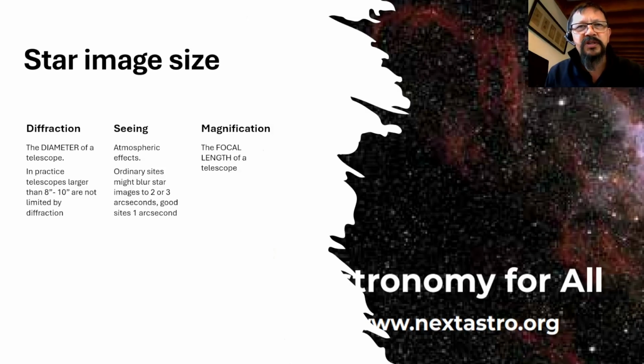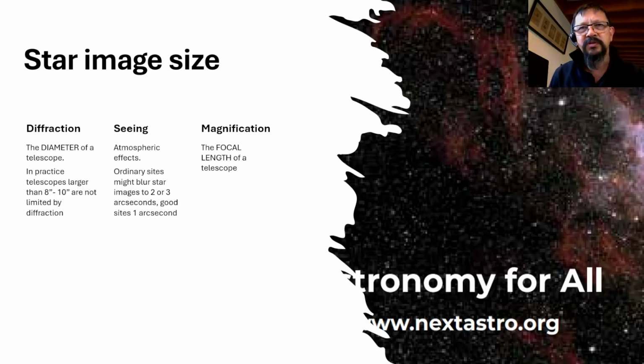So what sort of things determine the size of that dot? Diffraction is often talked about. A larger lens or mirror will give you smaller dots on your sensor. But for all intents and purposes, anything over 8 inches or 10 inches of telescope diameter and the other effects take over. So I don't usually worry too much about the diffraction effects. Seeing is far more important.